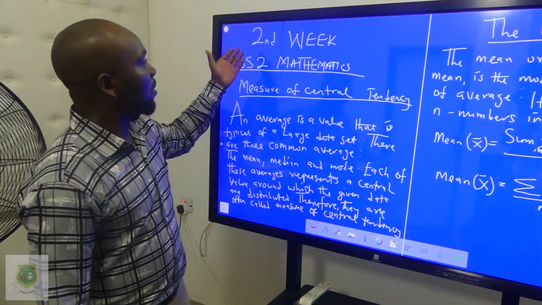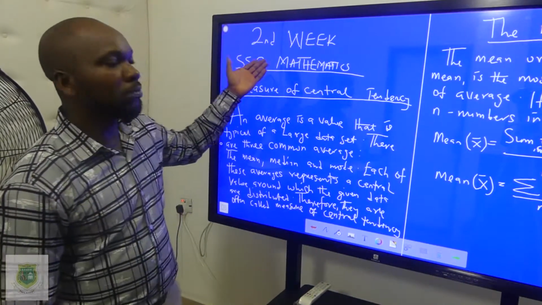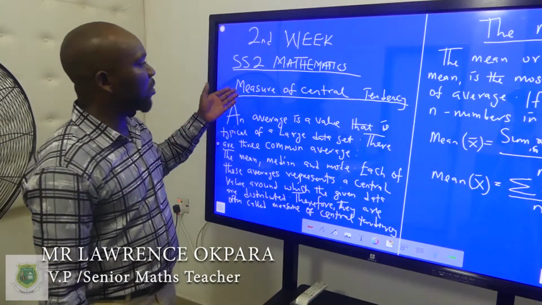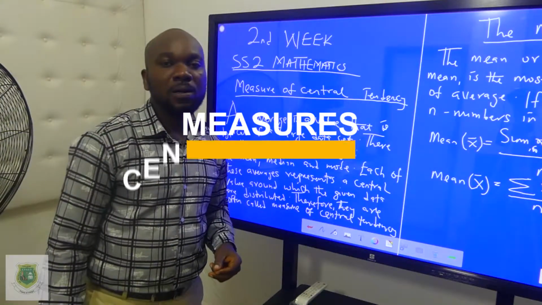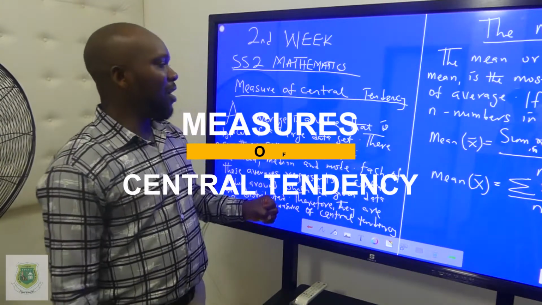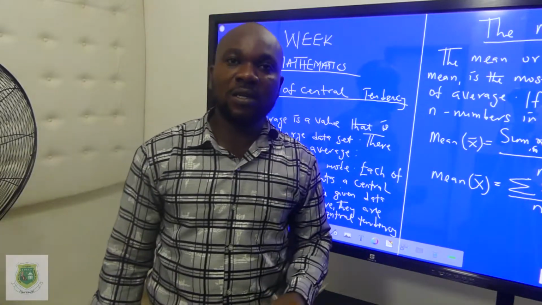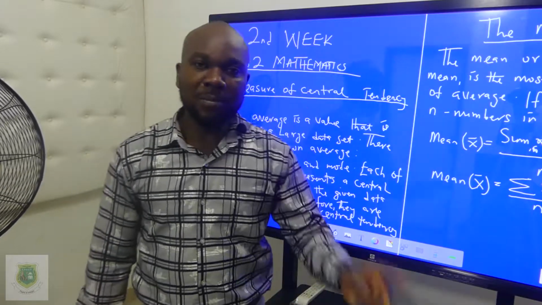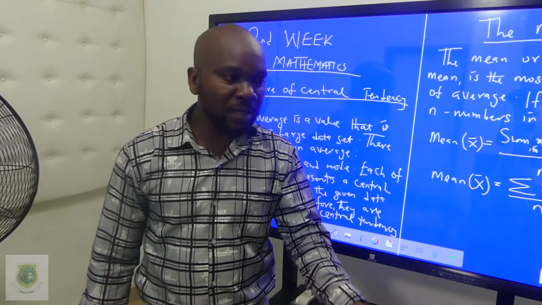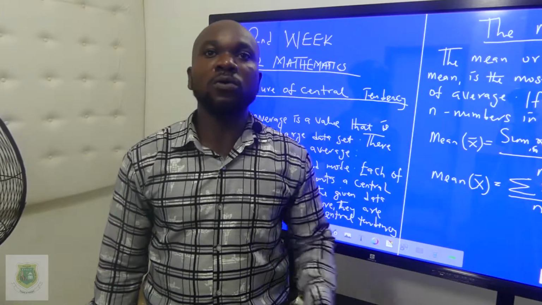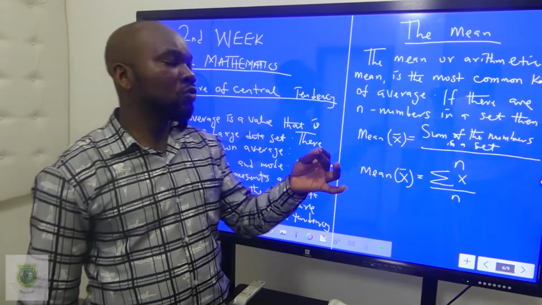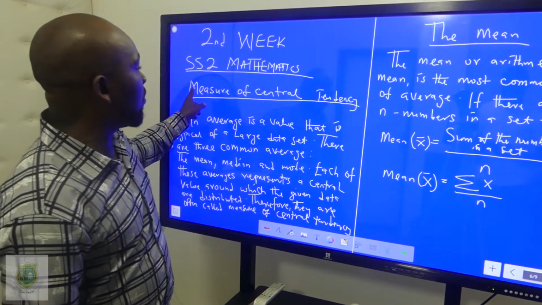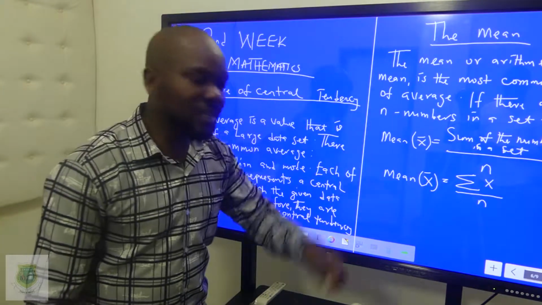As you can see, second week SS2 mathematics. Then what are the contents? This is measure of central tendency. Whenever we are talking about measure of central tendency, we are focusing on three things: the mean, the median, and the mode. These three things are what we use. We refer to them as average. We use them to measure what is called central tendency.